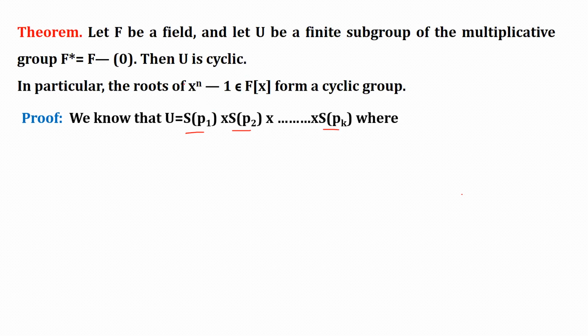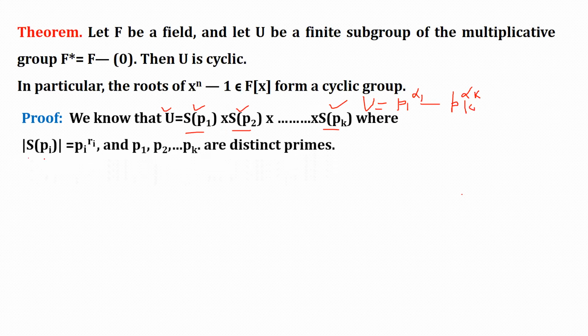How is it possible? Because U is a finite subgroup. So let us suppose its order will be like this: p1 raised to alpha 1, p2 raised to alpha 2, and pk raised to alpha k. So in the direct products topic of the group theory, we have proved that this U can be written as the direct product of Sp1 cross Sp2 and cross Spk, where the order of Spi will be the first term, the first number, pi raised to power ri.